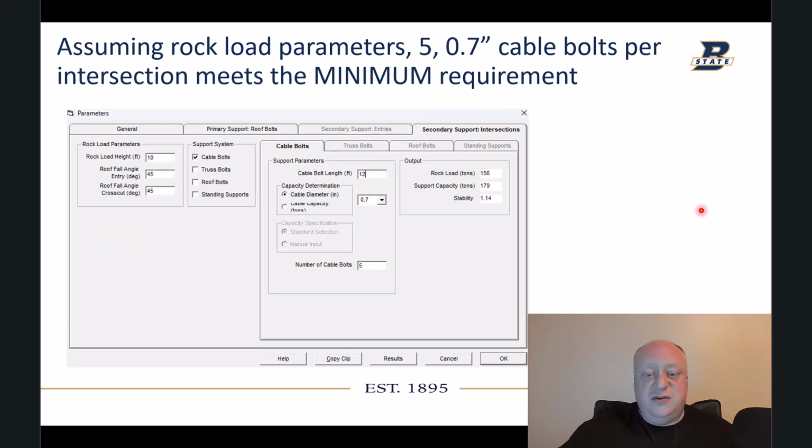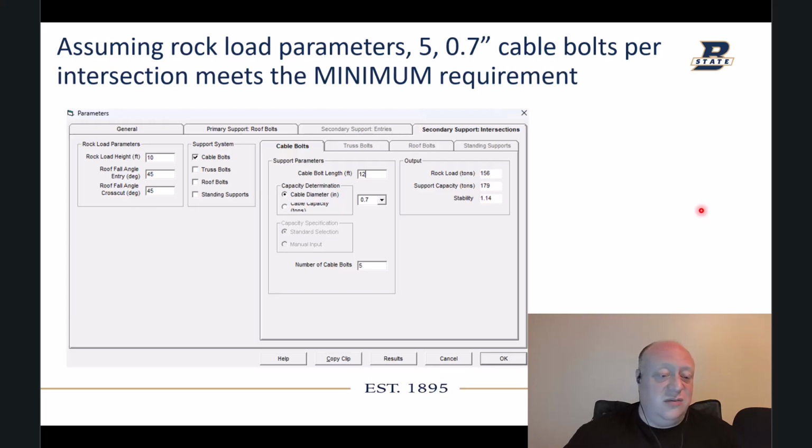When we skip over to the secondary support in the intersections, I have made some assumptions for rock load height here and for roof fall angle. Okay. In the help file, there is some guidance on this. That's where I selected the 45-degree roof fall angle. And then for the rock load height, I changed this around quite a bit.